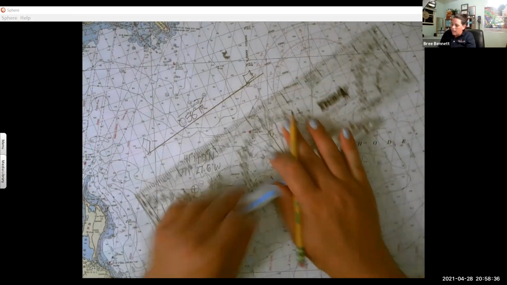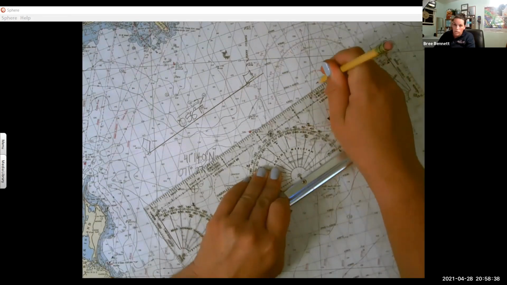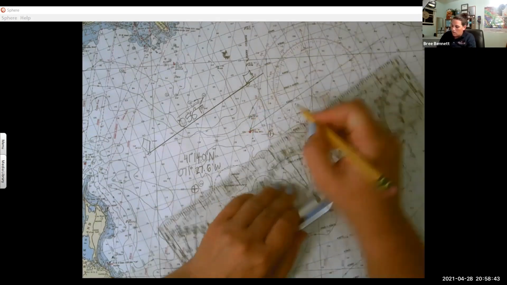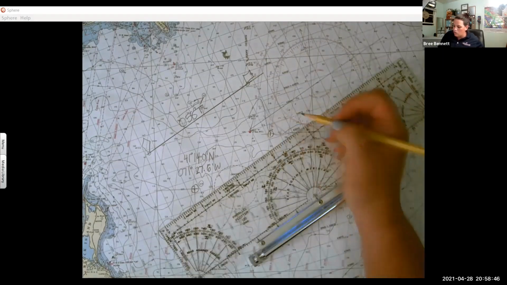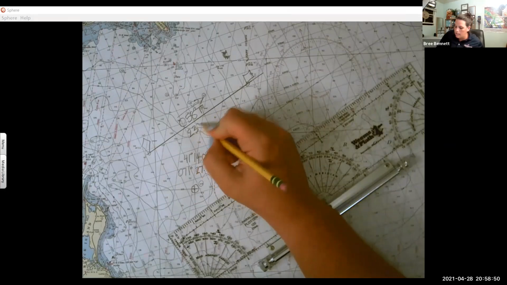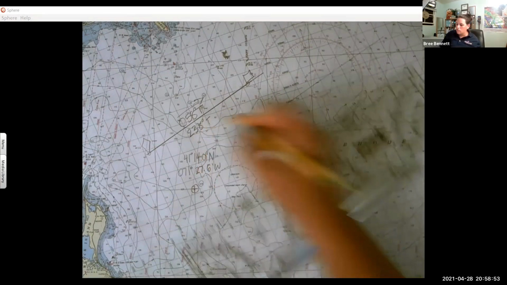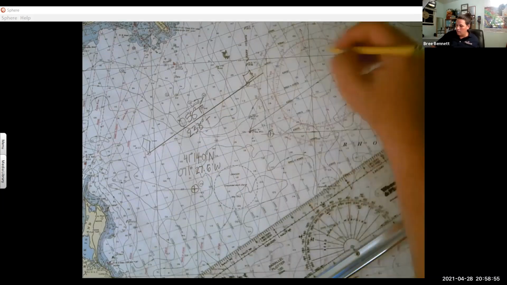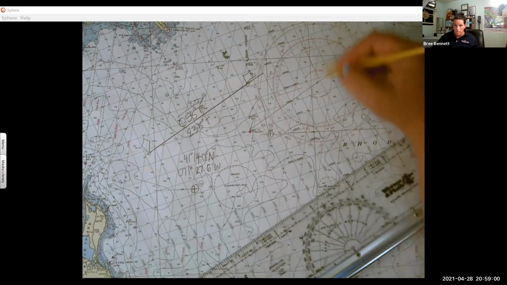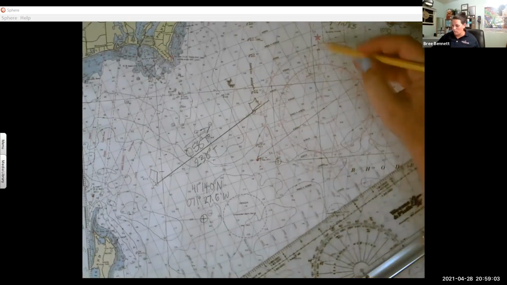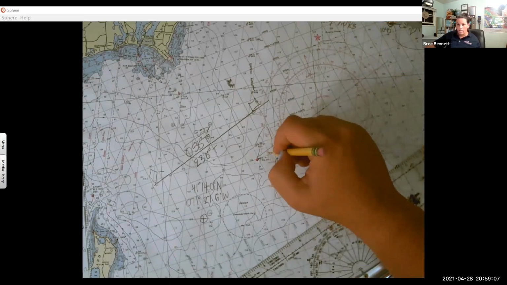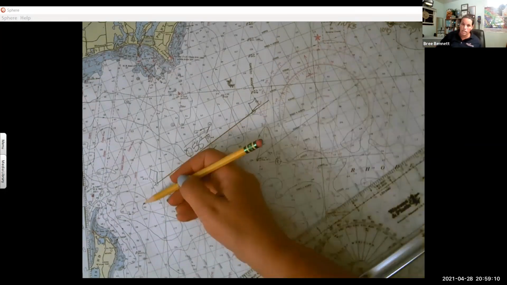Now, if I was going from this buoy to this buoy, I would be on the other side of the compass. So my starting point in the center, and then I would be going in this direction. So I would call my course 238 degrees true. So again, here's our north. 238 degrees from north gives us that direction.